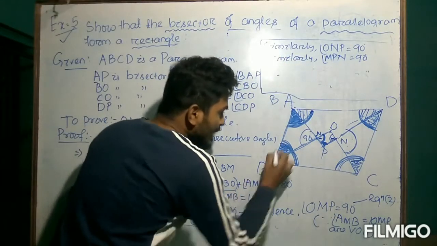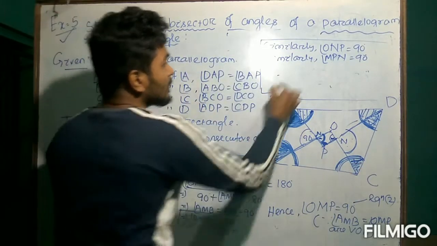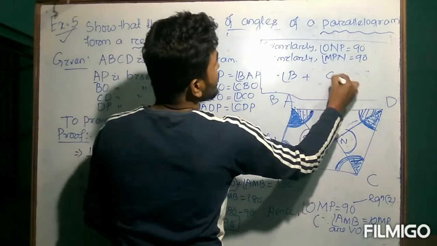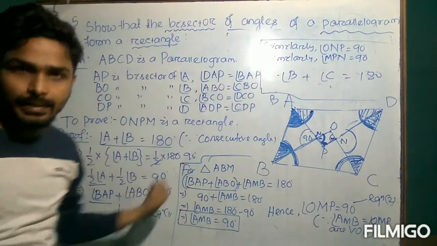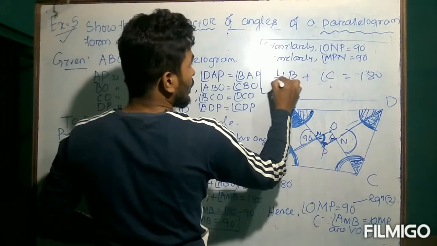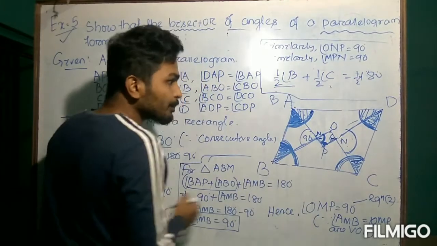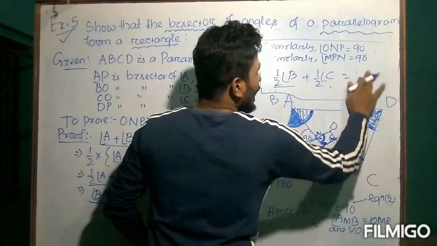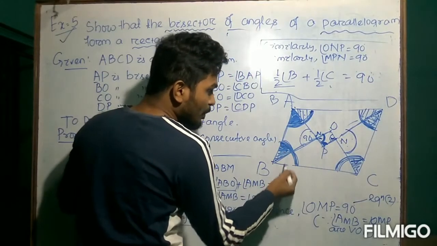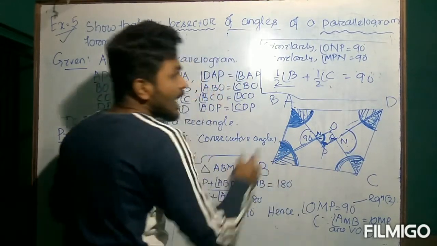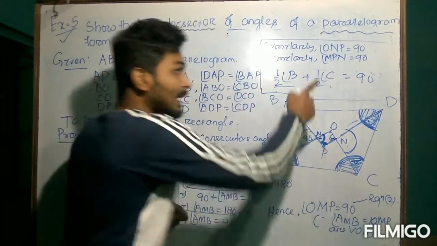Again you can take that this angle plus this angle also 180 degrees because they are consecutive angles. Angle B plus angle C is equal to 180 degrees. And the same procedure is also applied here as like this. You have to multiply half here, half here, half here. So half of B plus half of C is equal to 90 degrees. Right? Half of B, this is B, half of B means you can take this angle. Half of C means you can take this angle. So the sum of these two angles is 90 degrees.